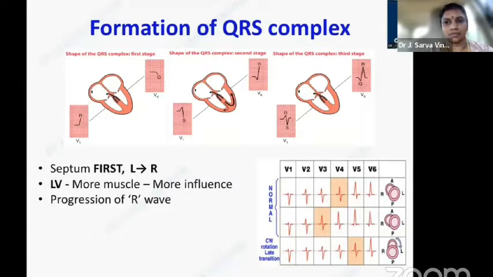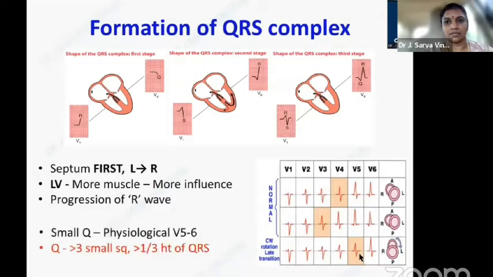So we see the recording as a predominant negative deflection in V1 and predominant positive deflection in V6, and ultimately it returns to the baseline. So we can see a gradual progression of the R wave from V1 to V6, and the transition point, that is where it is biphasic, is usually between V3 and V4. So this is the normal progression of R wave. If there is right ventricular hypertrophy, there'll be poor progression of the R wave, and the transition point will be somewhere around V5 or V6.